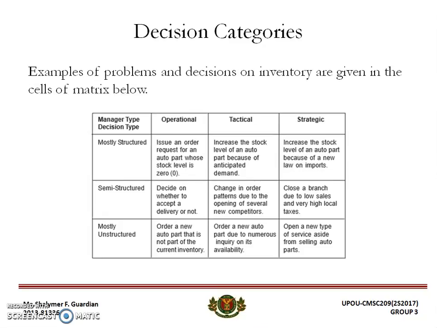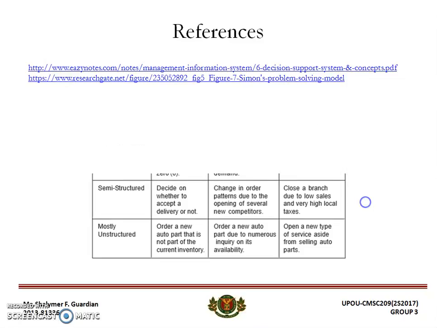And for tactical, mostly unstructured, the order of a new auto part due to numerous inquiries on its availability can be done. And for strategic, mostly unstructured, this is where the management can open a new type of service aside from selling auto parts. So basically, the decisions are all made, or can be made, using the decision categories as shown below.